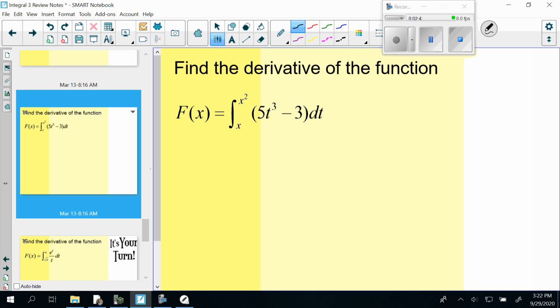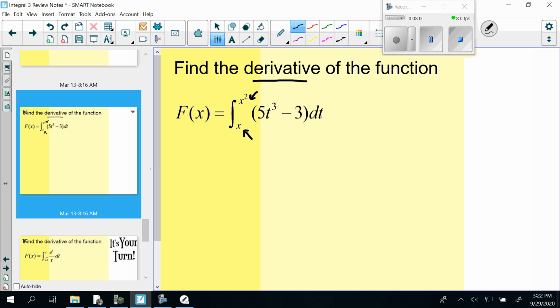Okay, next example. Again, it's one of these ones where they're asking us to find the derivative. So if we find the derivative of the left side, that's our derivative of capital F of x. The right side, we're applying fundamental theorem. But what's different here is both of these have x's. Also, one of them has an x squared on there.